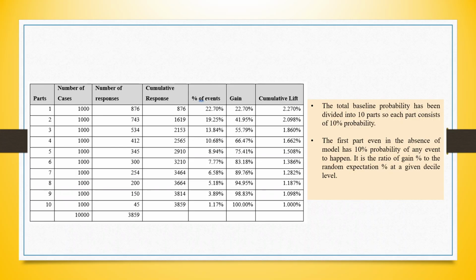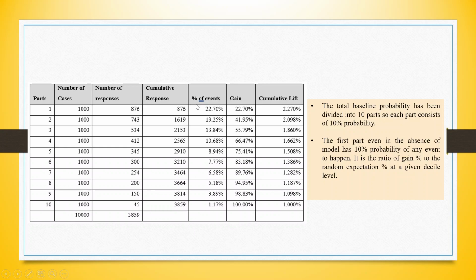So, our small example is there. We are having 10,000 cases, which will be divided into 10 parts. These 10 parts are on the basis of 10% probability. Now, in the first 1,000 cases, the number of responses, that is, the event occurred, is 876. This is a cumulative response. So 876 plus 743 is 1619.